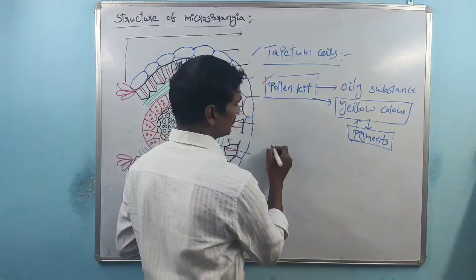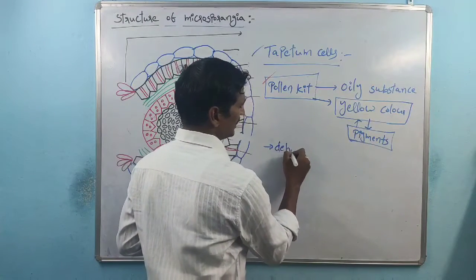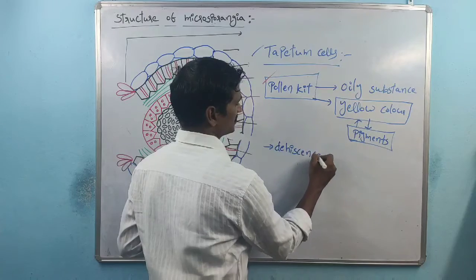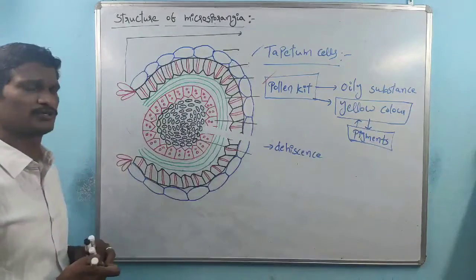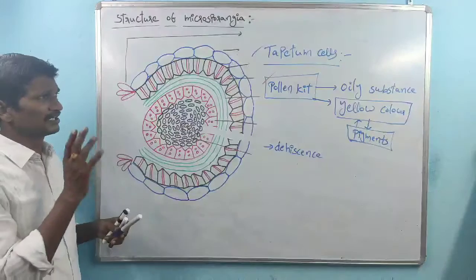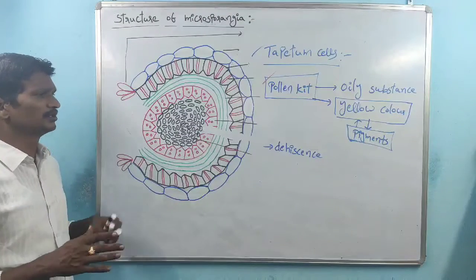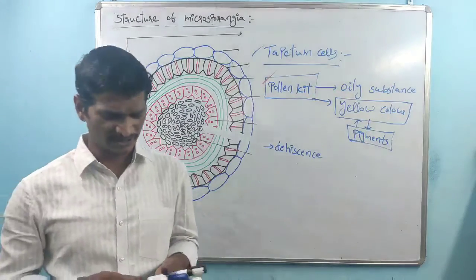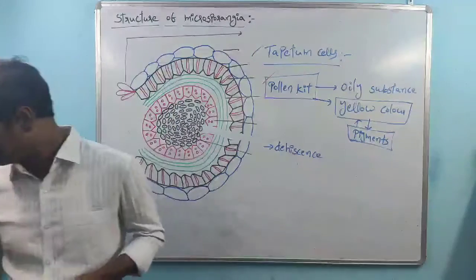So here what I am telling is, the tapetum cells are also involved in the dehiscence process, right? So that is about the tapetum cells or the tapetum tissue. The last one, microspore mother cells.